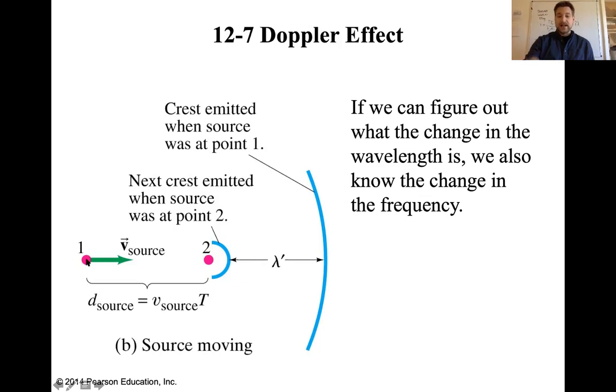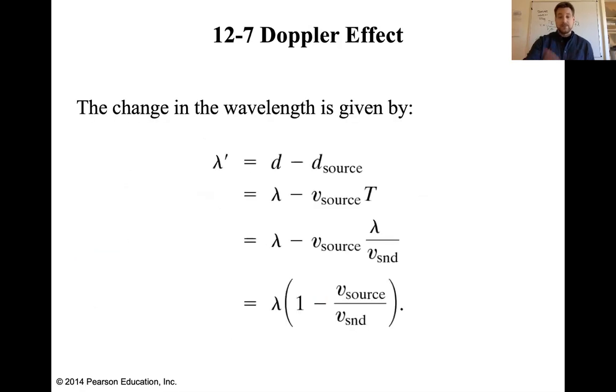Okay, so it's shorter by the amount that the source has traveled in that amount of time, one period, because the next crest is just emitting. So that distance is the distance by which we are decreasing the wavelength. And there it is. The actual wavelength, the distance between what the crests would have been, is decreased by an amount equal to the distance that the source travels during that amount of time, capital T. And then if we plug in for what we know about the relationship between the speed of the sound and the wavelength, we can express it in this way.